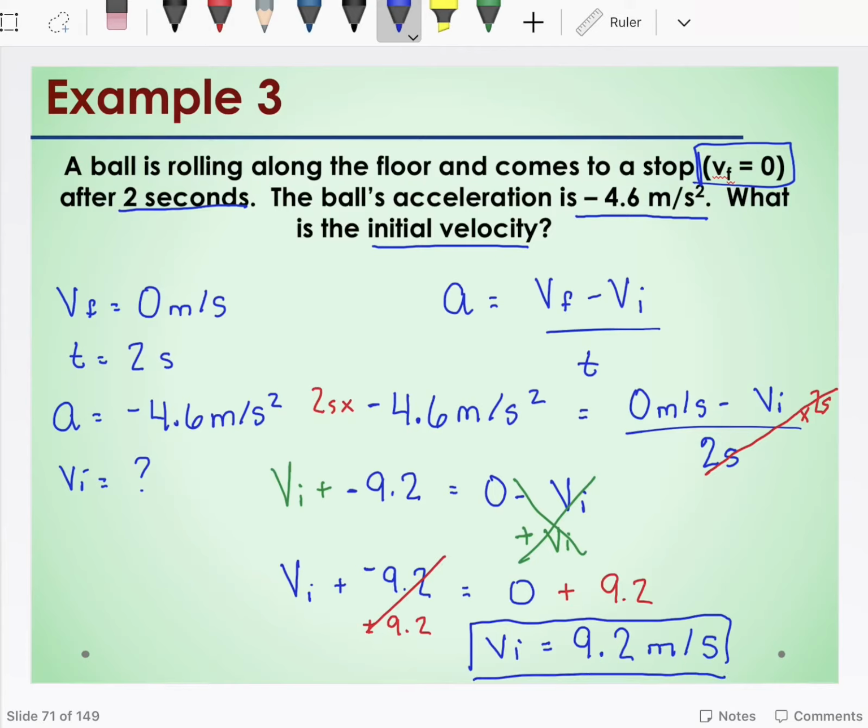All right. So now what I like to do, and this is positive, is double check my work here. So I'm going to go back to this formula and plug in my initial velocity and double check that the acceleration works out. So that would be 0 minus 9.2 divided by 2, and I get negative 4.6, which is my acceleration. All right, so that worked out.